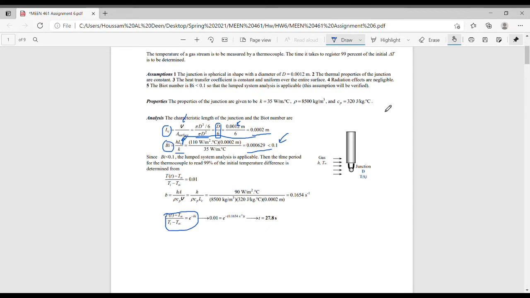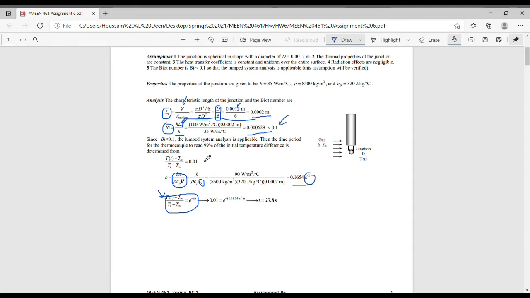Okay, so to continue, we have T at the time we want minus T infinity over the initial temperature minus T infinity is going to be e to the minus bt. We didn't learn this b in class, but we learned the formula with this constant, which is hA divided by density multiplied by Cp multiplied by V. Now, if we divide the area by the volume, we get 1 over Lc, which is the term here. And we just plug in the numbers and we get the constant b to be equal to 0.1654 1 over second.